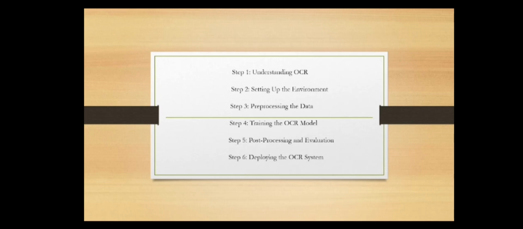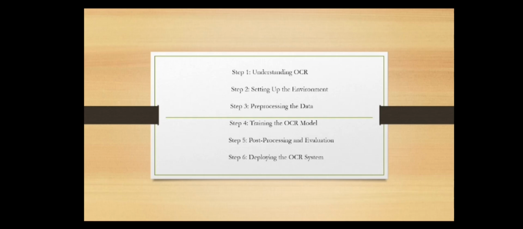Now, step 5 is post-processing and evaluation. Once the model is trained, the next step is post-processing the OCR output. The model may make some mistakes, so we need to apply corrections or filters like spell checkers or grammar rules to improve the accuracy of the extracted text.